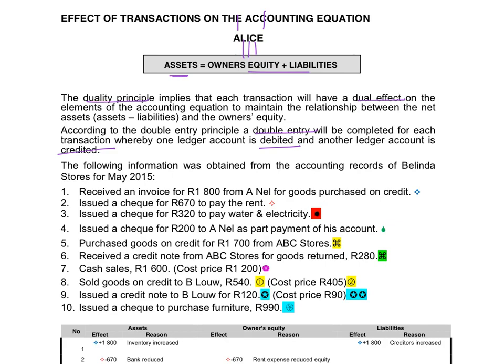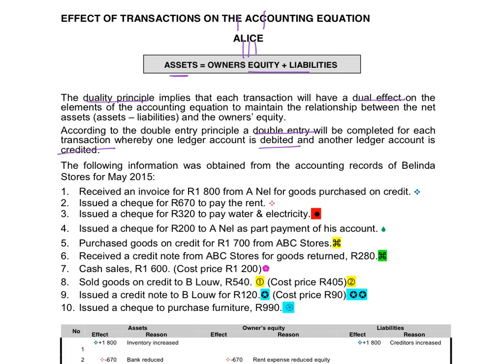So the principle of double entry in the ledger is related to the duality principle of the accounting equation. When we do any entry in the ledger, we must take this accounting equation into account to determine whether accounts will be debited or will be credited.